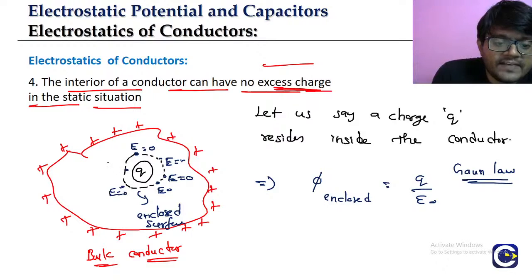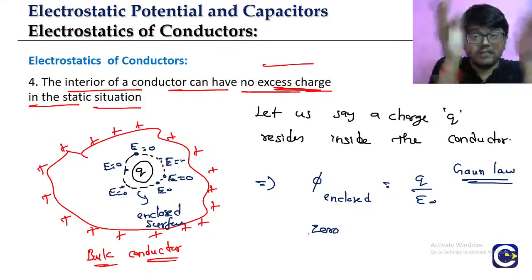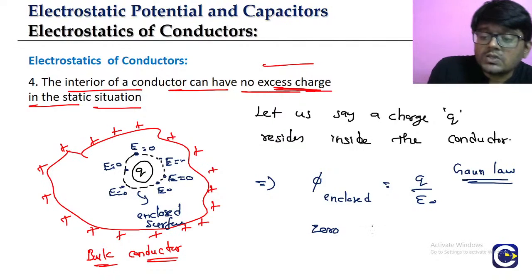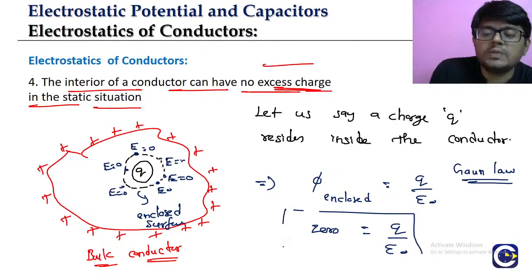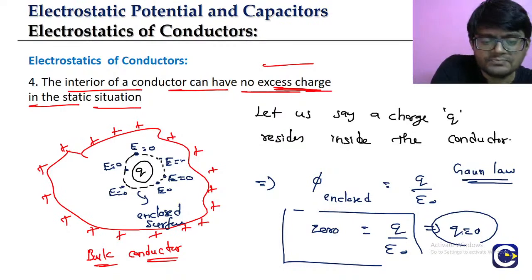On that Gaussian surface, at every place, what will be the electric field? 0. If the electric field everywhere is 0, the flux through the enclosed surface will be what? 0, right? Field is 0 everywhere on the Gaussian surface, which means the flux will be 0. So if you are saying 0 equals q by epsilon naught, the only possibility is that q should be equal to 0. That's all. There will be no other possibility.